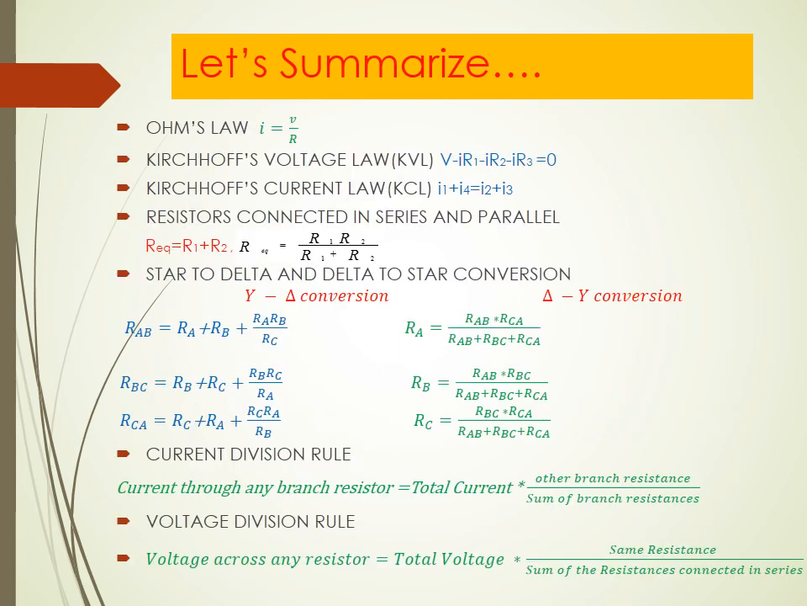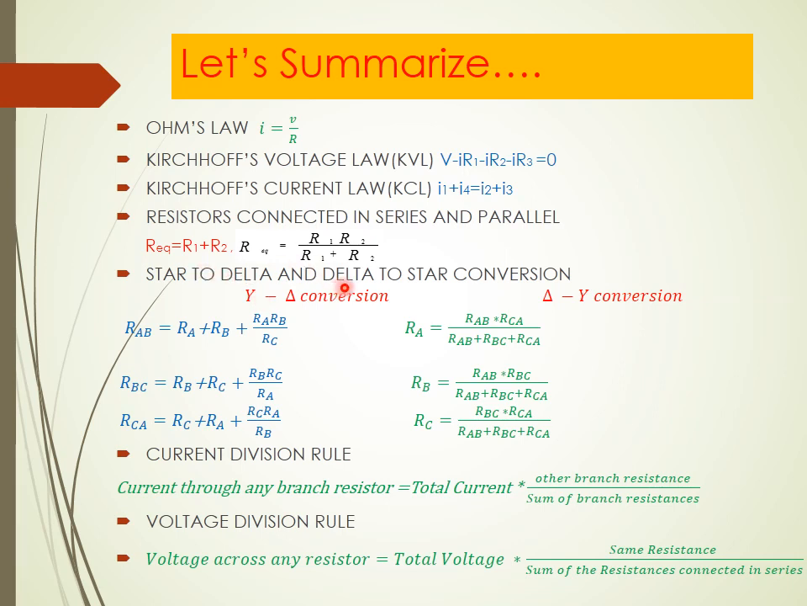Now we have come to the end of the session. Let's summarize it. So first, Ohm's law: I is equal to V by R. Then Kirchhoff's voltage law: the algebraic sum of the voltages around any closed circuit is equal to 0. Then Kirchhoff's current law: the sum of incoming currents is equal to the sum of outgoing currents. Then resistors connected in series and parallel. If the resistors are connected in series, equivalent resistance is R1 plus R2. If the resistors are connected in parallel, equivalent resistance is R1 R2 divided by R1 plus R2.